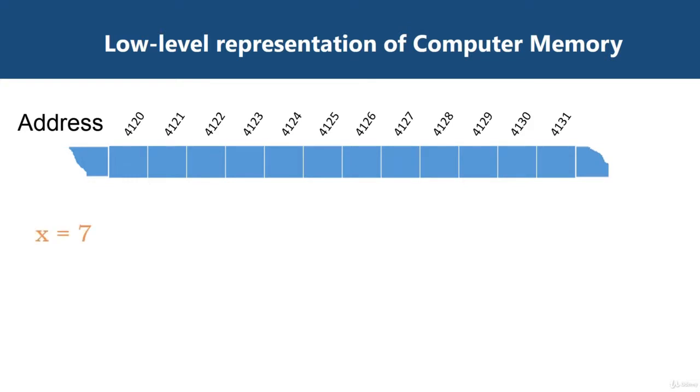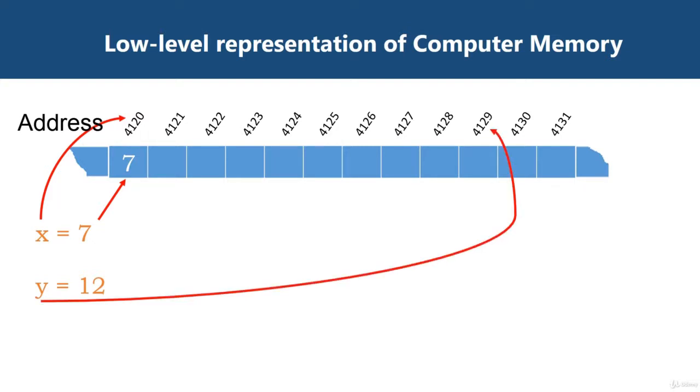For example, if we declare a variable x and assign the value 7 to that variable, a memory address will be associated with that variable, and the value assigned, which is in this case 7, will be stored at that memory location. In the same way, if we declare a variable y and assign the value 12, another memory address will be allocated to the variable y, and the value assigned, that is 12 in this case, will be stored at that location.